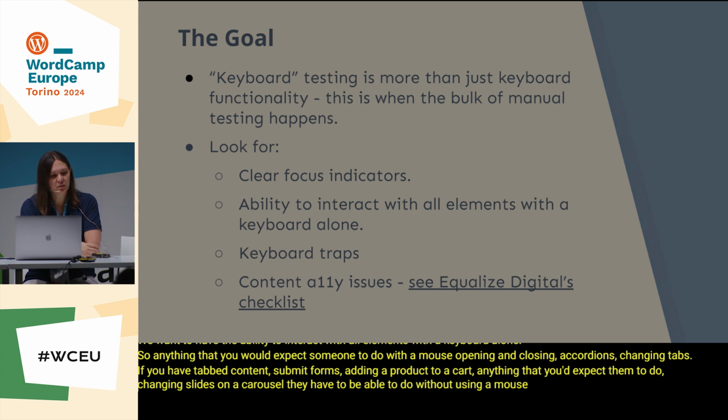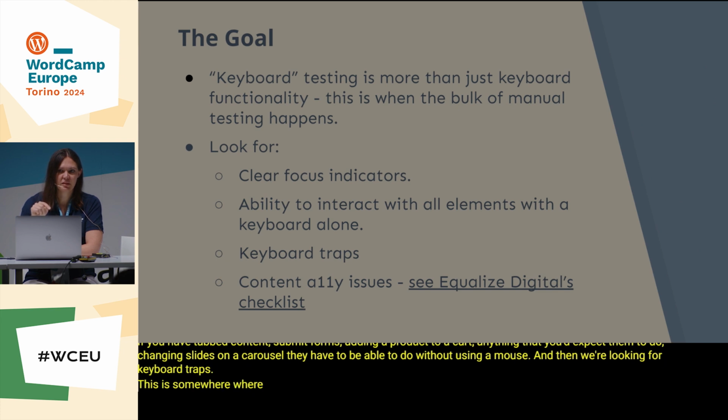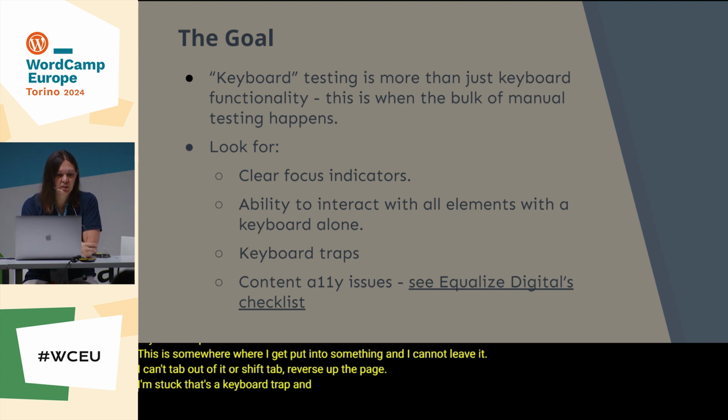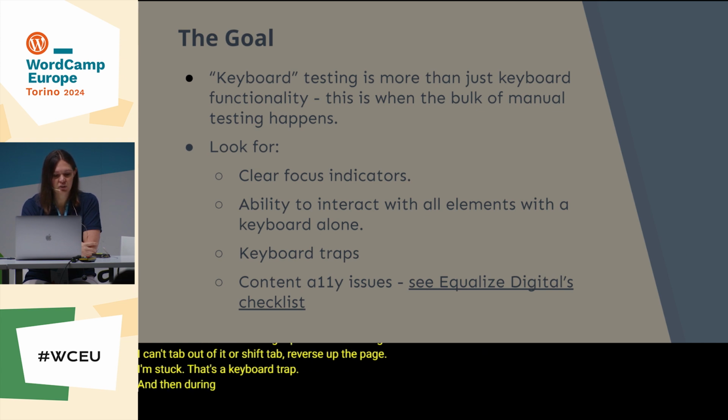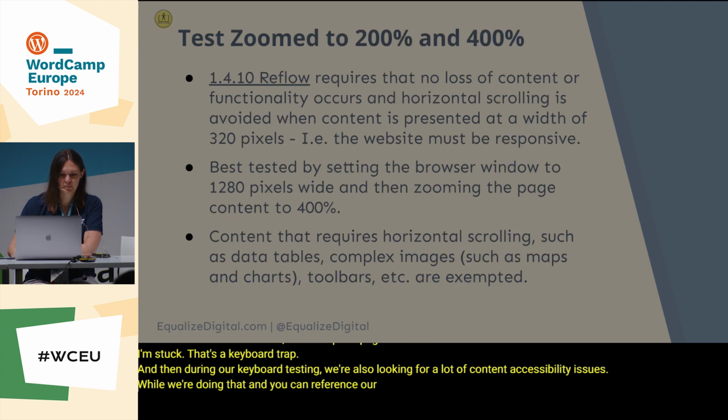And then we're looking for keyboard traps. This is somewhere where I get put into something and I cannot leave it. I can't tab out of it or shift tab reverse up the page. I'm stuck. That's a keyboard trap. And then during our keyboard testing, we're also looking for a lot of content accessibility issues while we're doing that. And you can reference our checklist for what those are.